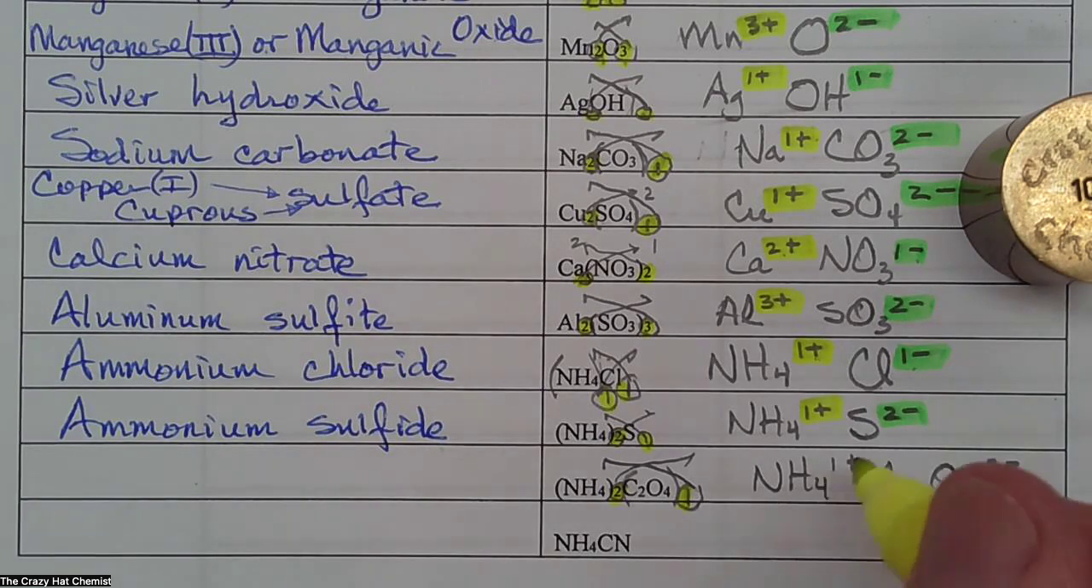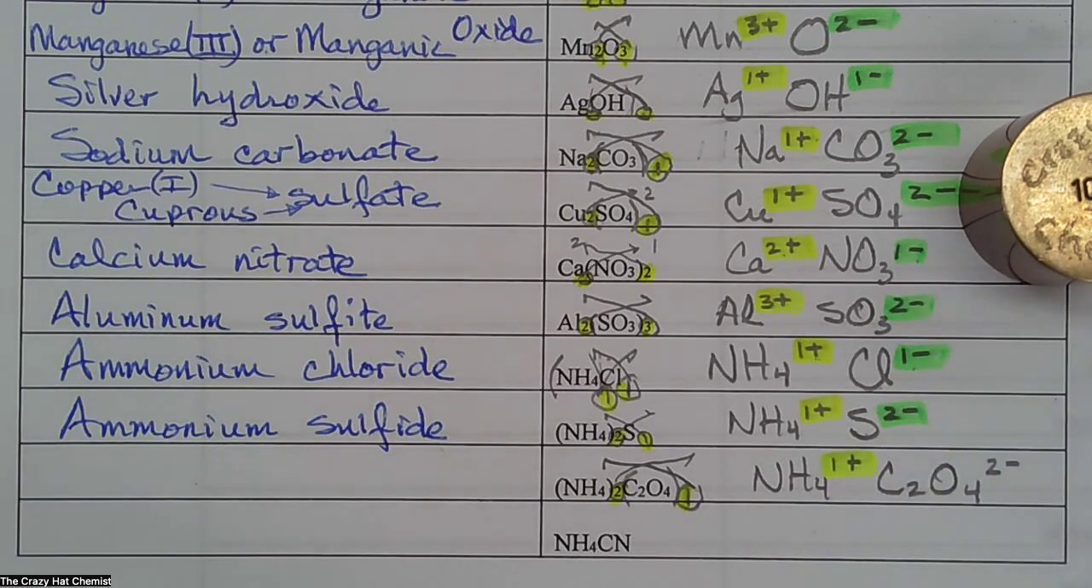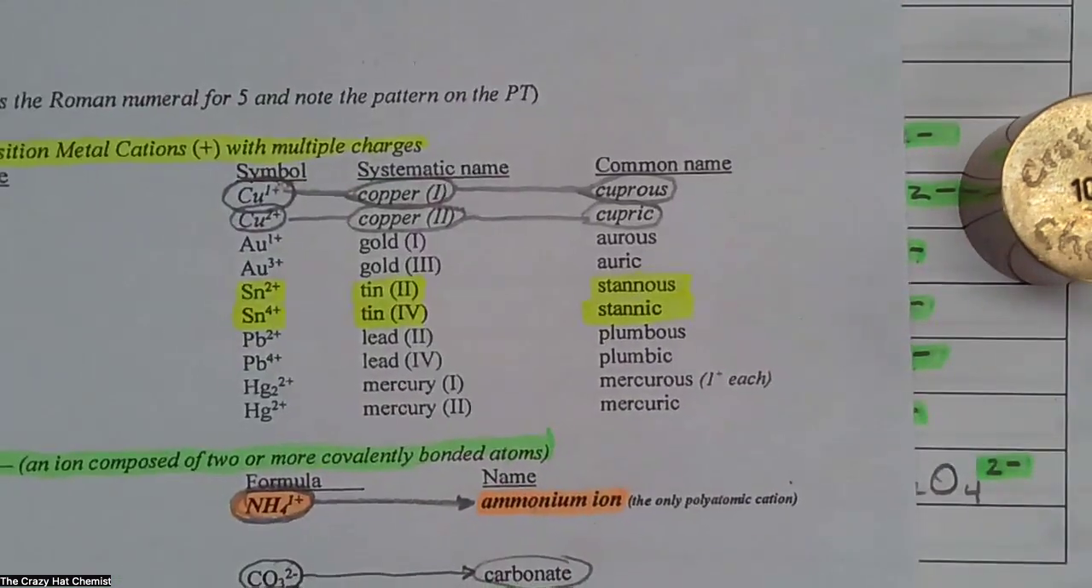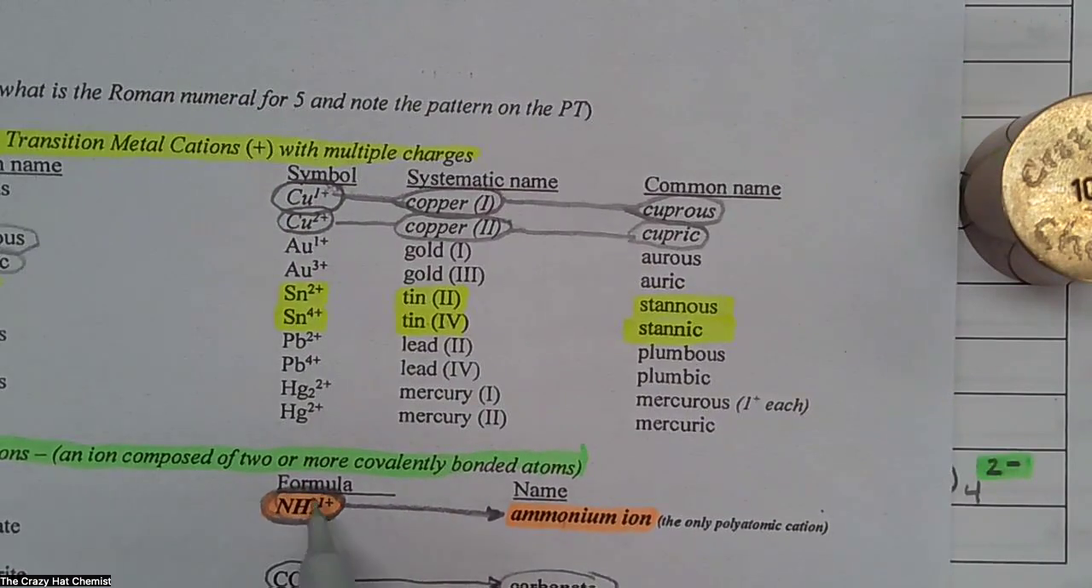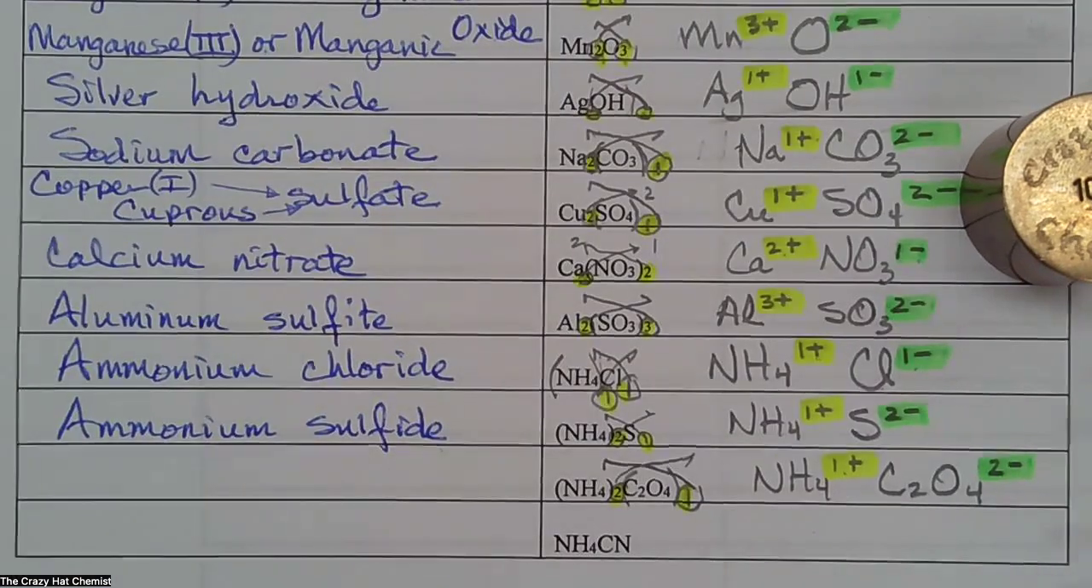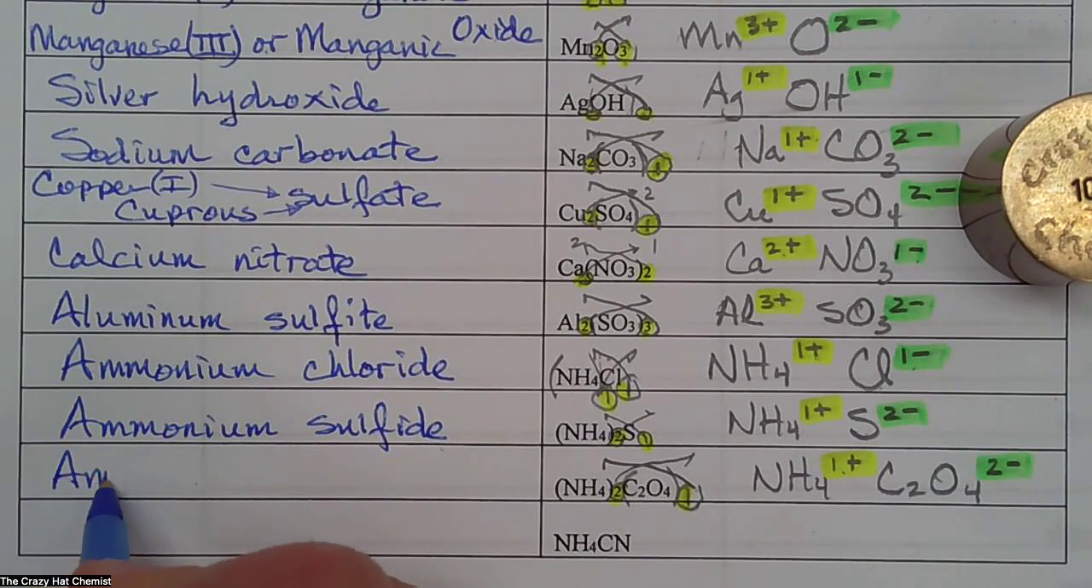Cations come first, anions come second. I'm going to highlight that cationic charge. I'm going to highlight that anionic charge. And I'm going to look and find in the 1 plus category of a polyatomic ion. And lo and behold, we have done this already before. NH4, that is ammonium. I'm going to write that down. Ammonium, A-M-M-O-N-I-U-M.